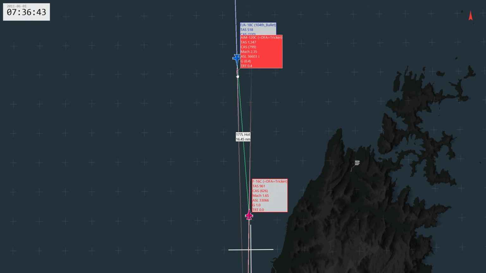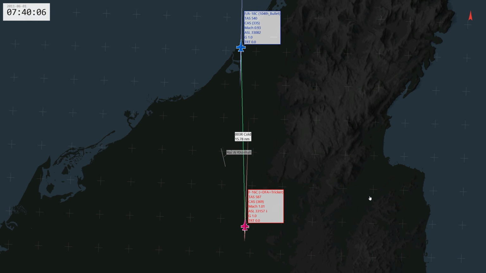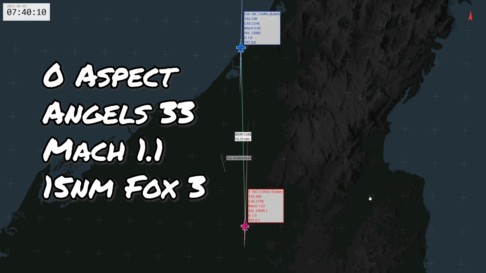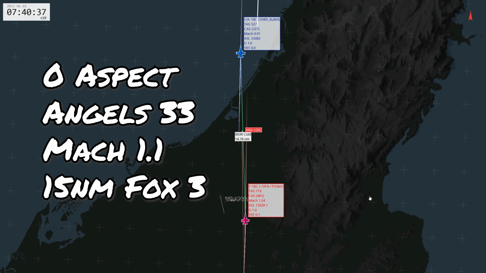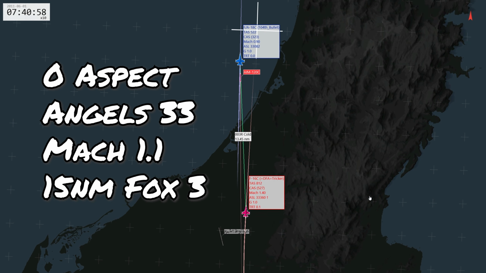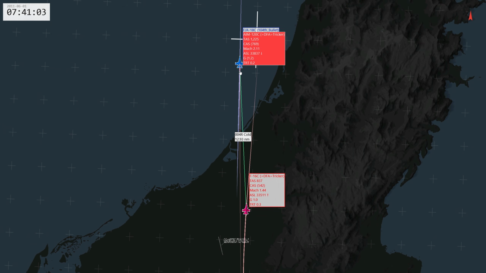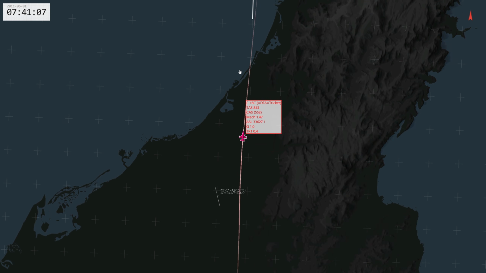And you can see right here, my AMRAAM is actually going Mach 2.3 right at impact. And that was a successful kill. So our next example here, we're actually at a 0 aspect, Angels 33, and I went into gates right away. And the same thing, I launched the missile outside my DLZ, and at about 15 nautical miles, I could still pull off a kill with somebody going cold at 0 aspect at Angels 33.